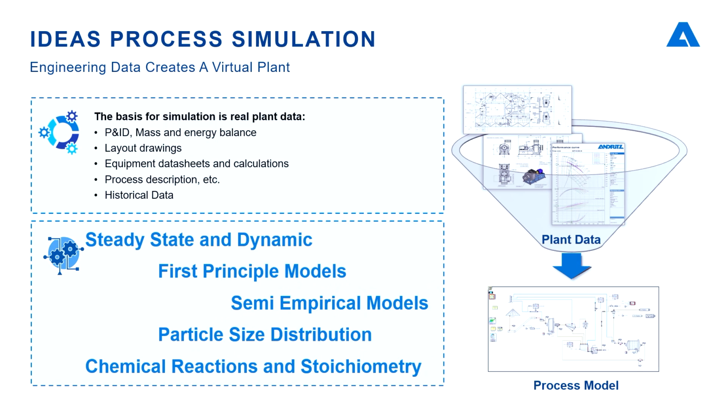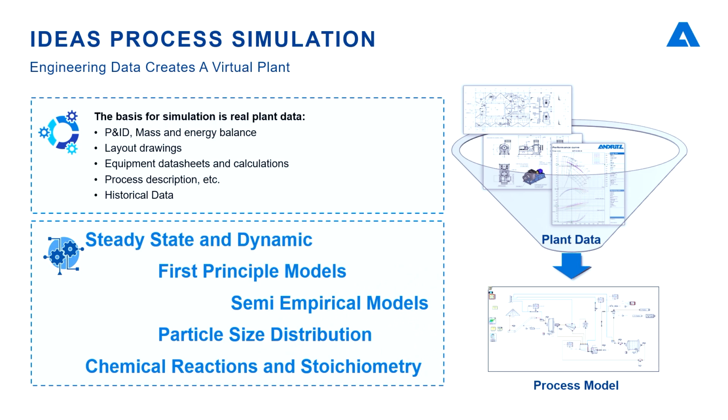Also, we are able to do all the stoichiometry, particle size distribution, all based on the first principle models. And if we do not have the first principle models, then basically all empirical and semi-empirical models are also inside IDEAS. So basically what we do is that we get the PNID design, the mass balance, the layout drawing, the equipment manufacturing data sheet, and also the process description, every piece of information that you have. And then we start building a fully dynamic model.